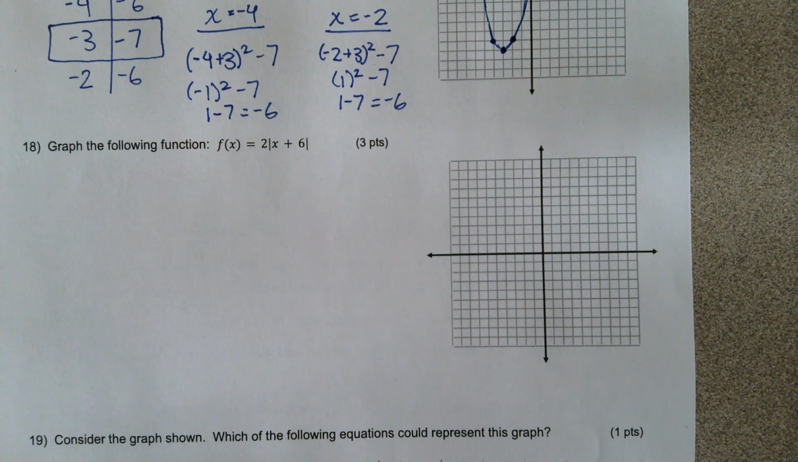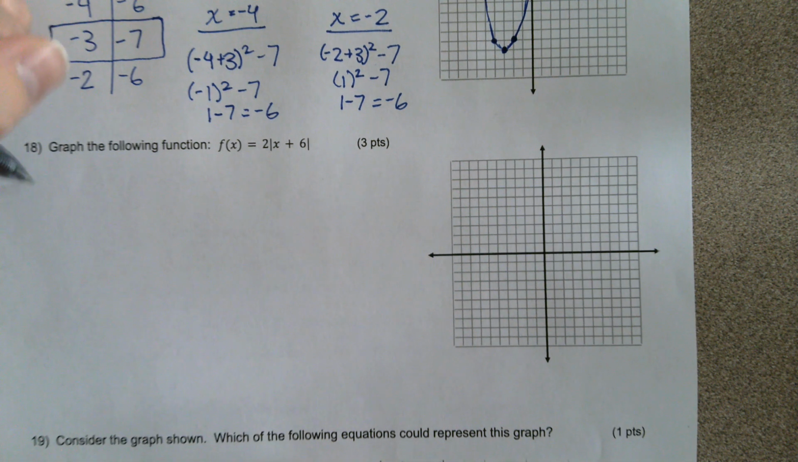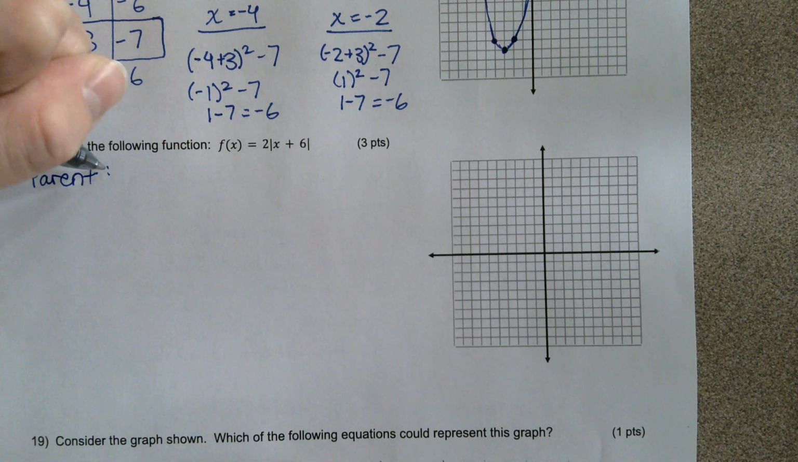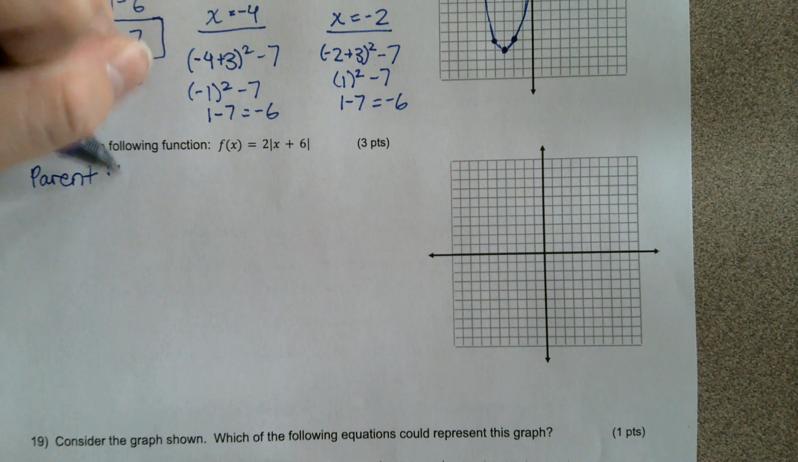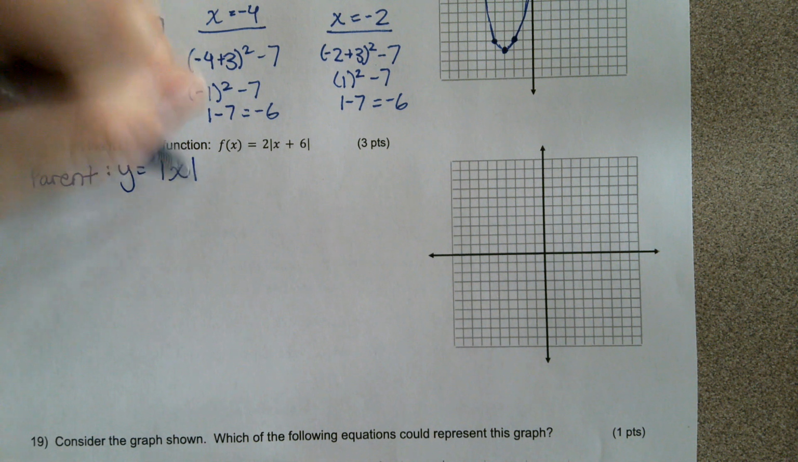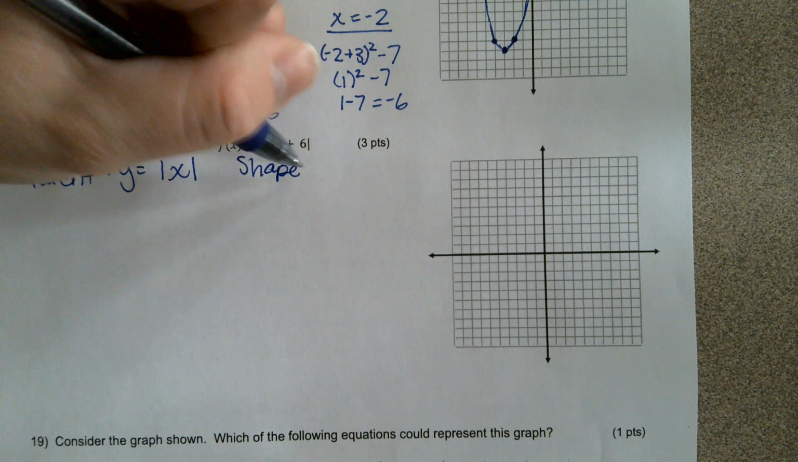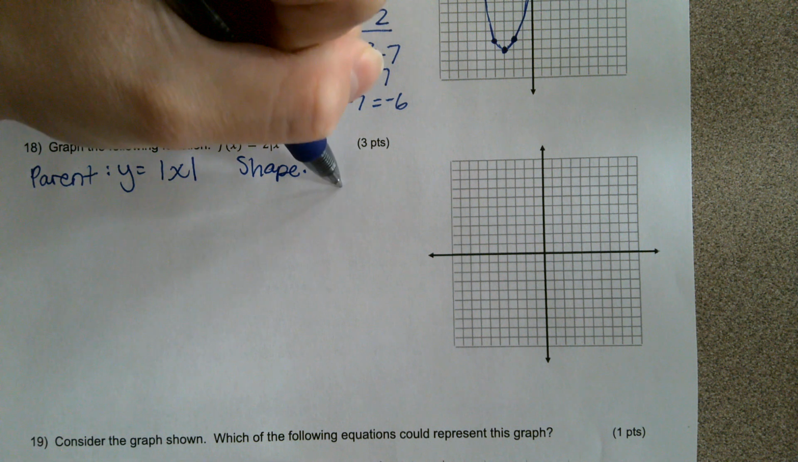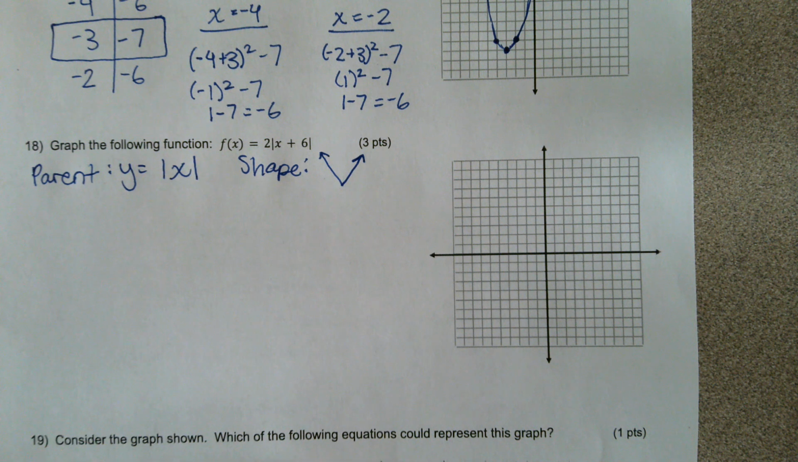18th, same process. Graph the following function. f of x equals 2 times the absolute value of x plus 6. Start with your parent graph. Know what it looks like. So it would just be the symbol. So we have y equals the absolute value of x. Think about the shape. That's important. Absolute value, V for value. This has a V shape. Make sure it looks like a V on your graph, not a U.